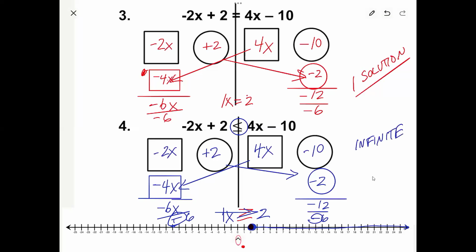And the only thing that's different about solving equations and inequalities is this right here. If you divide both sides by a negative, then you have to flip the inequality. The inequality gets flipped. Other than that, solving equations and solving inequalities are identical. Solving them algebraically is identical.